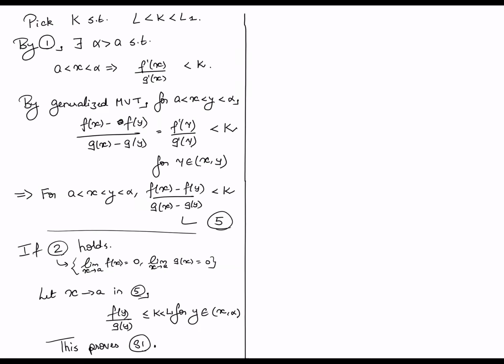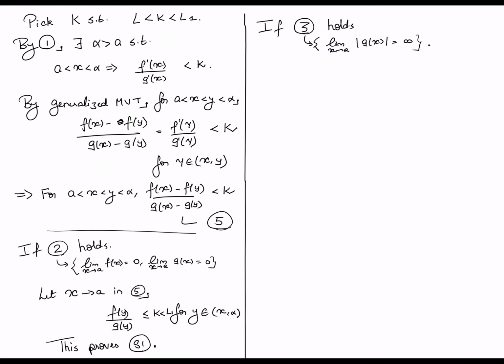Now we will consider what happens if hypothesis 3 holds. So if 3 holds, what is 3? 3 means, remember, limit x tends to a. Well, I should have said x tends to s, where s is either a plus or minus infinity. Let's assume that you understand that. Limit x tends to a of mod g of x is equal to infinity. So suppose the 3 holds.